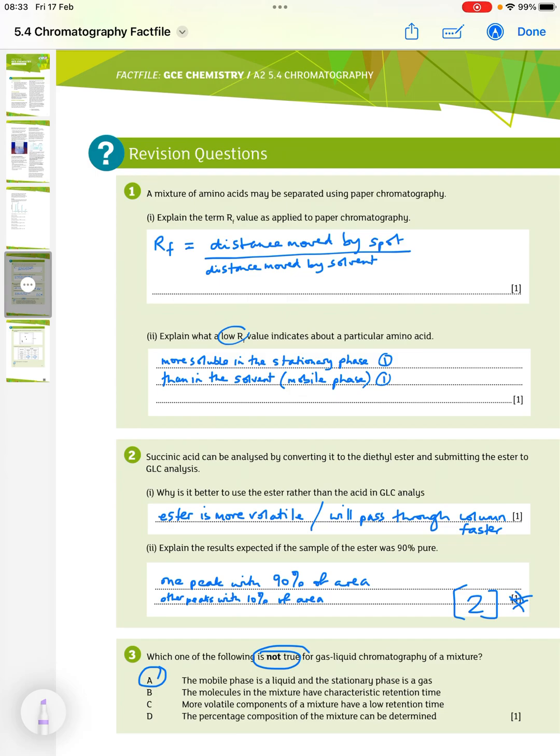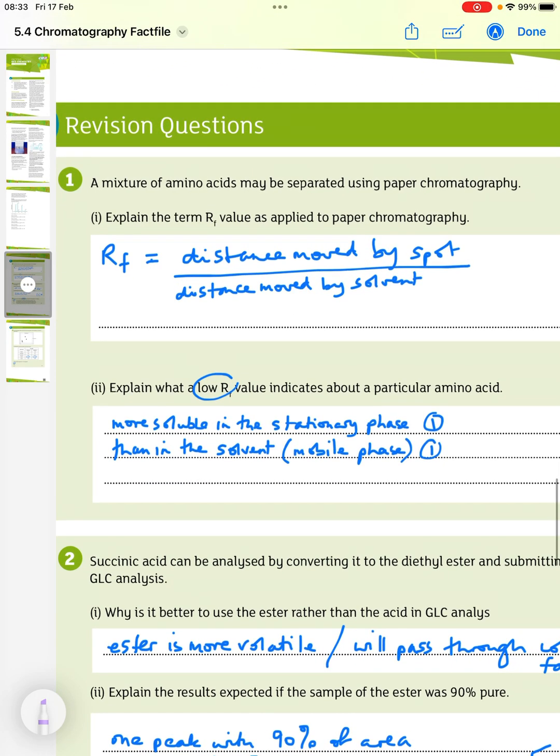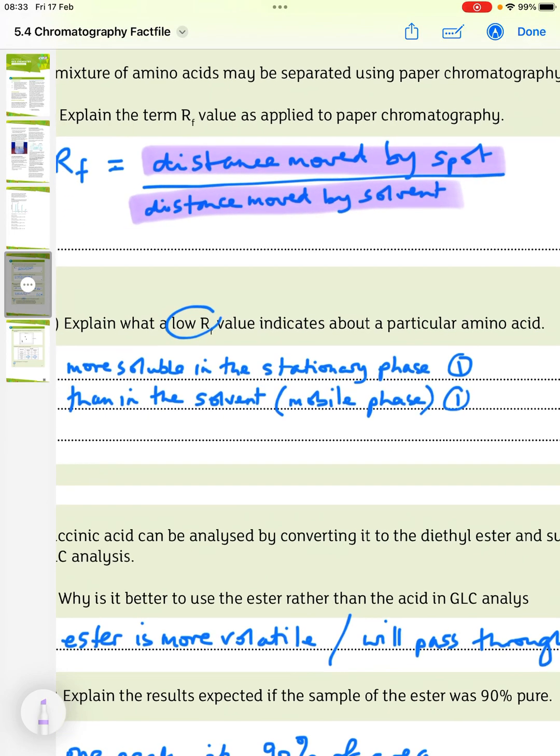So, the first question is, a mixture of amino acids may be separated using paper chromatography. Explain the term RF value as applied to paper chromatography. Well, the RF value, or the retardation factor, is simply worked out by taking the distance moved by the spot divided by the distance moved by the solvent. So it's always going to be less than or equal to 1.